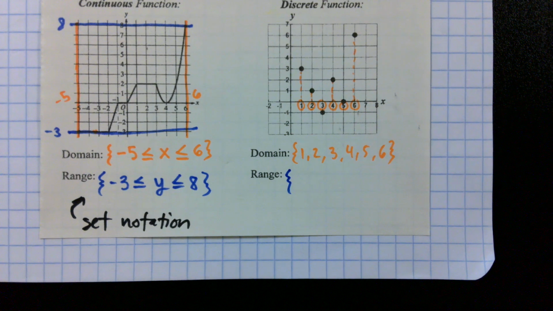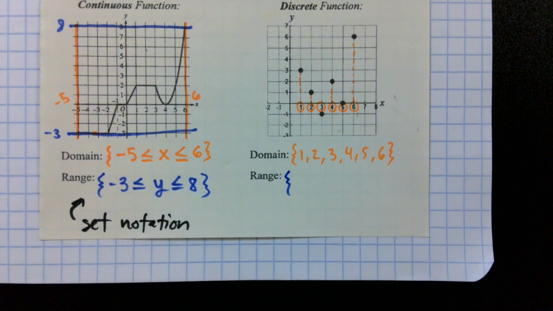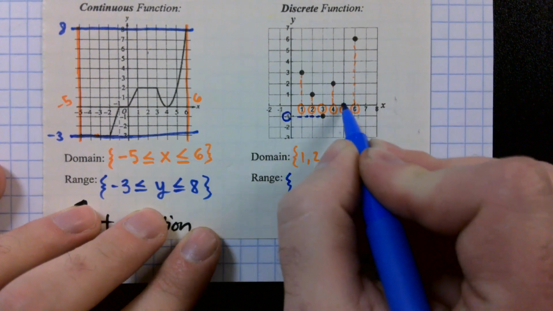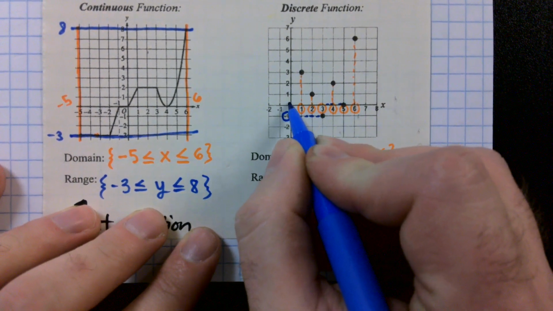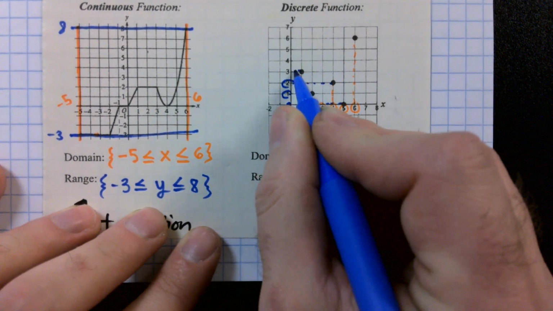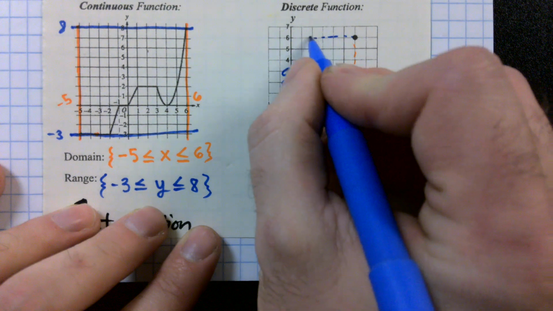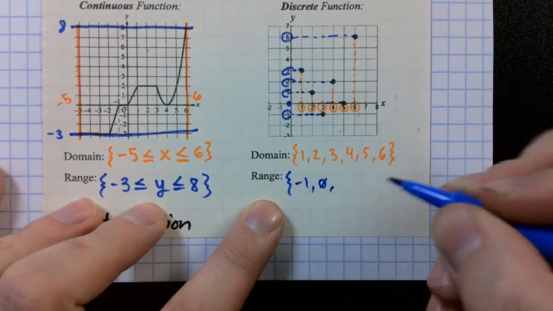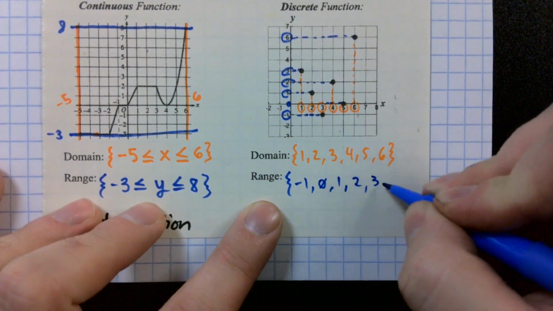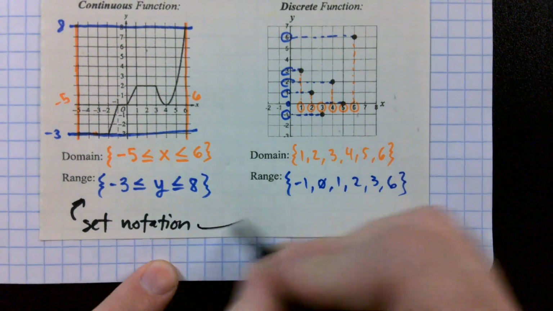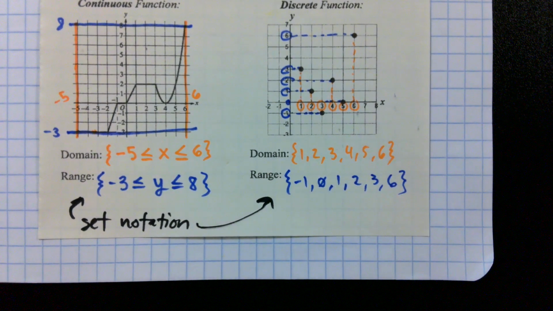Now, what are my y values for all these points? -1, right? We're looking over. -1. I've got a 0, 1, 2, 3, and 6. So, -1, 0, 1, 2, 3, 6. And that's still set notation. Basically, those squiggly brackets, that's set notation.